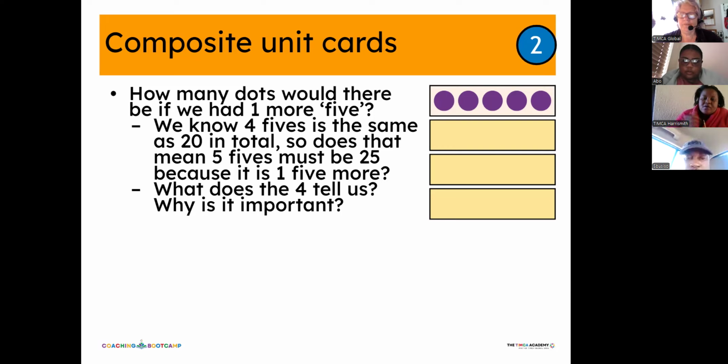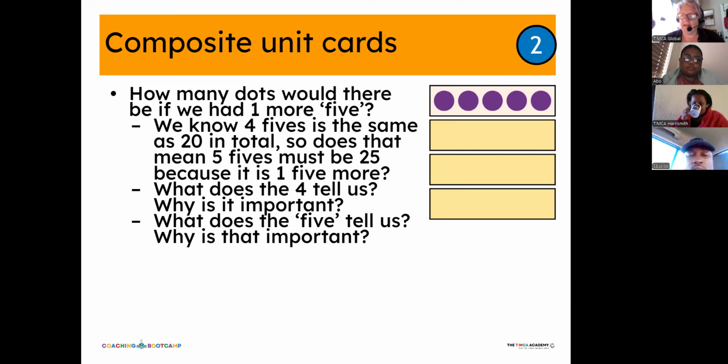The 4 tells us how many times we should count in 5s. We should skip count in 5s. Yeah. So remember last week we were talking about making a copy or a photocopy of something. We're going to make this copy of this 5 unit. We're going to do it 4 times. Okay. So the 4 is important because it's part of our sum. It's going to be how many times we do it.